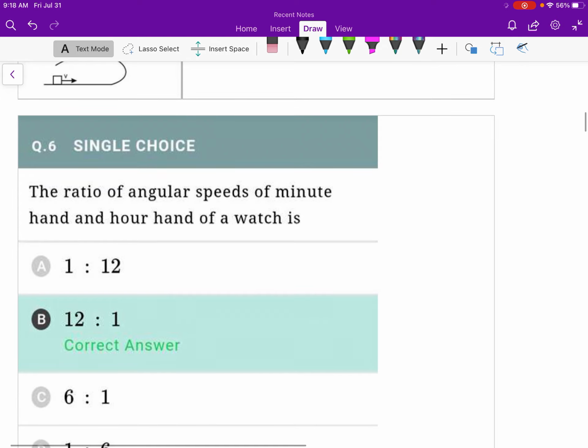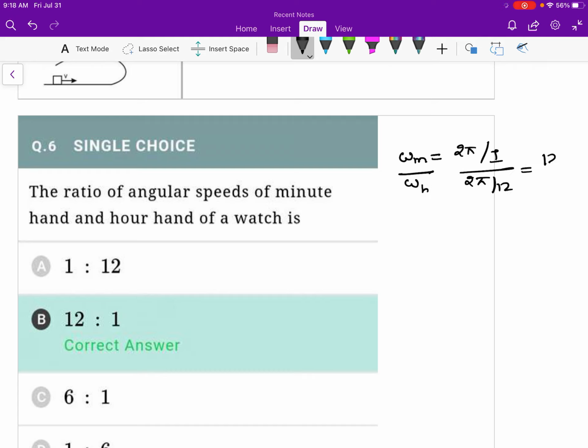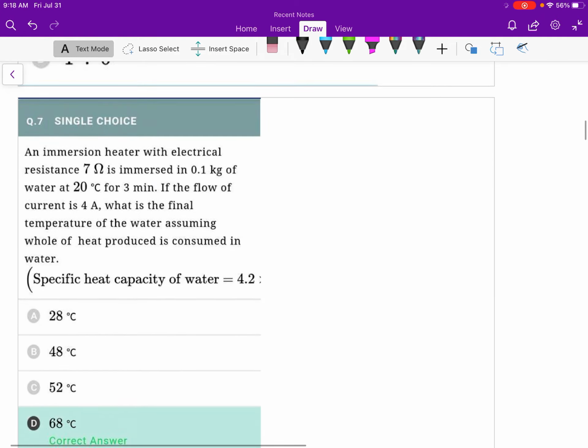Now next, the ratio of angular speed of minute hand and hour hand. So omega minute is 2 pi by 1 hour, and omega hour is 2 pi by 12 hours. So this is 12 is to 1. So B is the correct option.